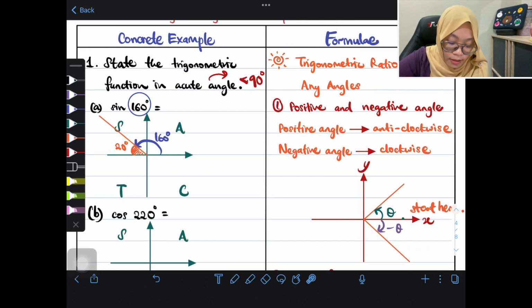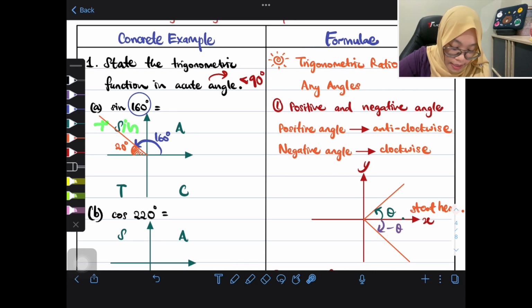So this 20 degree will be useful to us. Kenapa dia berguna sangat? Disebabkan all signs teacher crazy. So all signs teacher crazy maksudnya dekat sini sign yang positif, right?